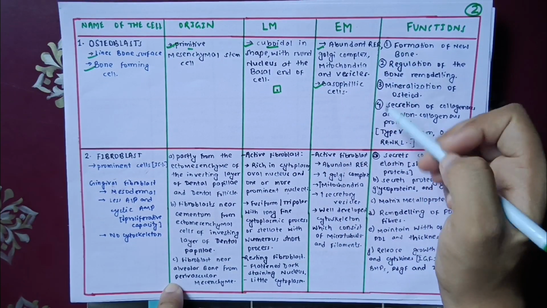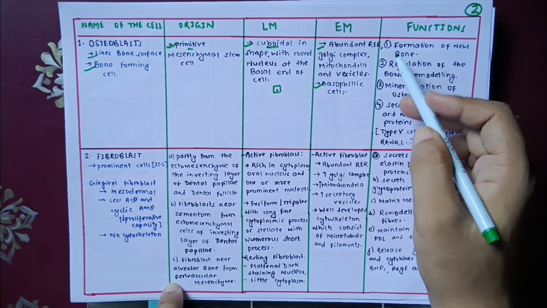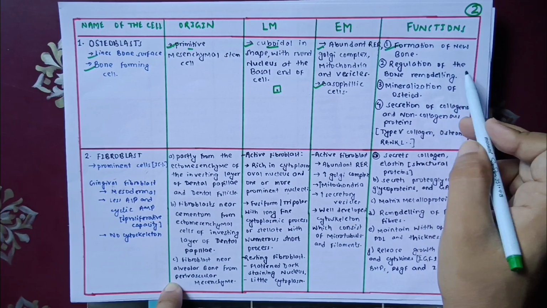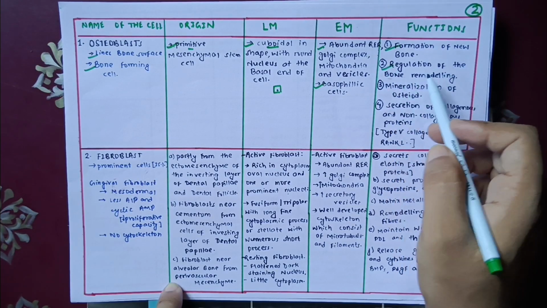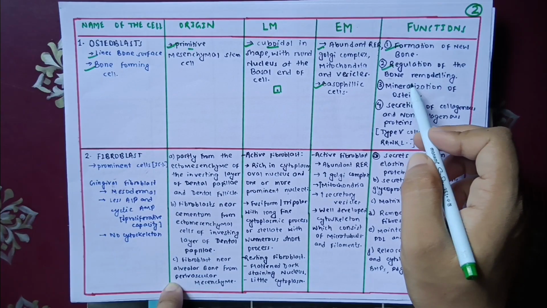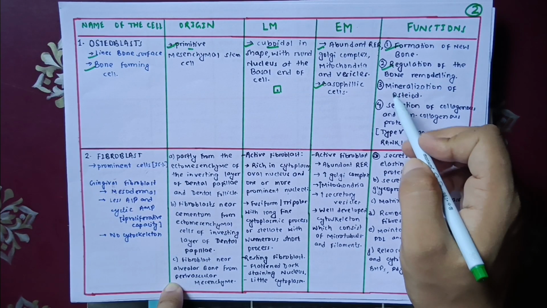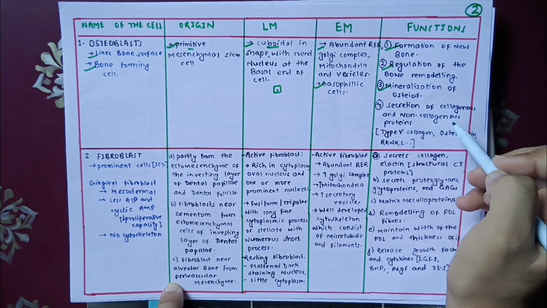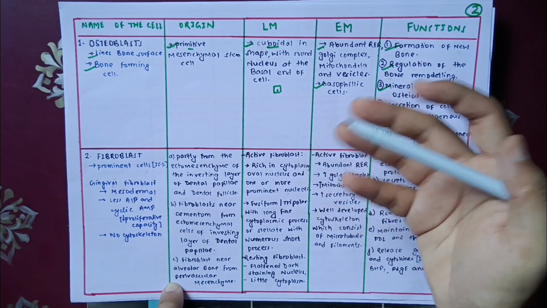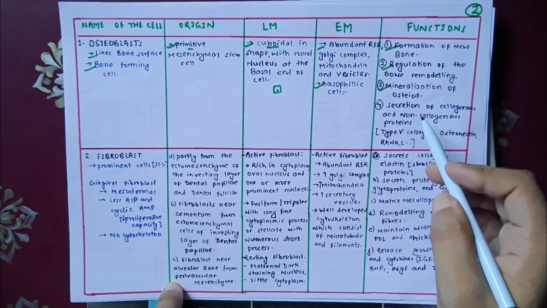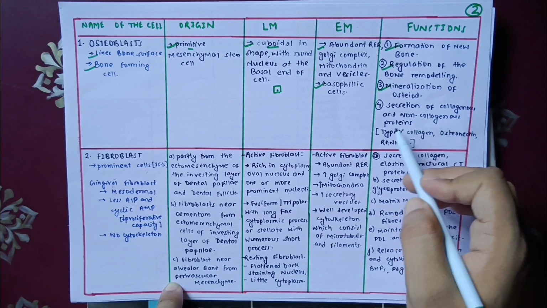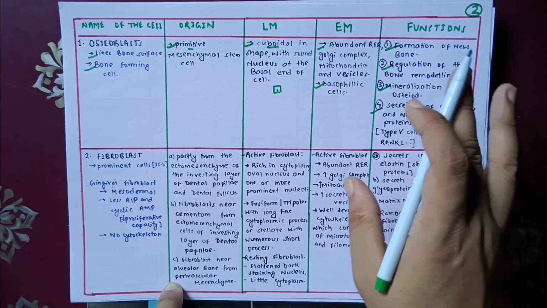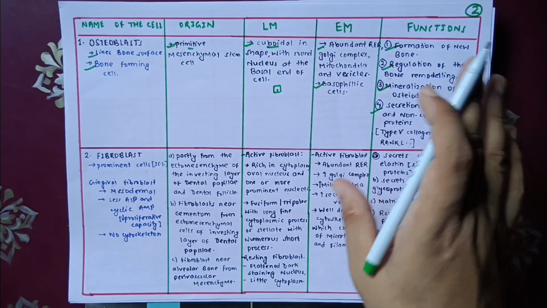And the functions: we have 4 particular functions. Function number 1 is formation of new bone, as it is a bone forming cell. Then regulation of bone remodeling. Then mineralization of the osteoid, and secretion of collagenous and non-collagenous proteins, such as type 1 collagen, osteonectin, and so on. Different kinds of collagenous and non-collagenous proteins are secreted.